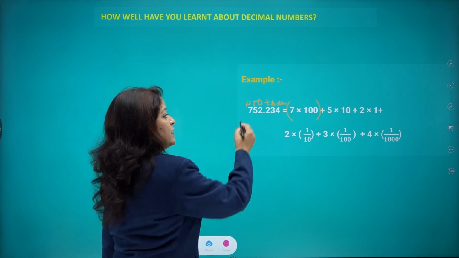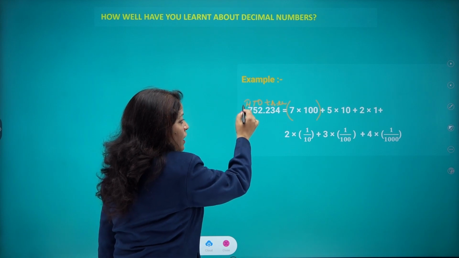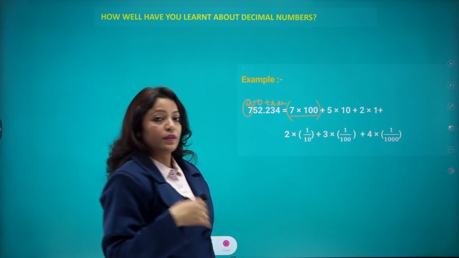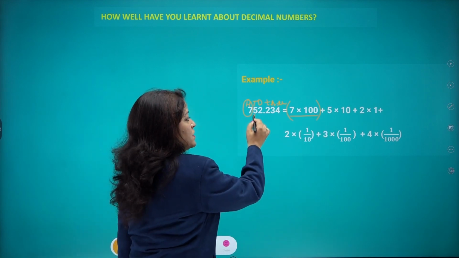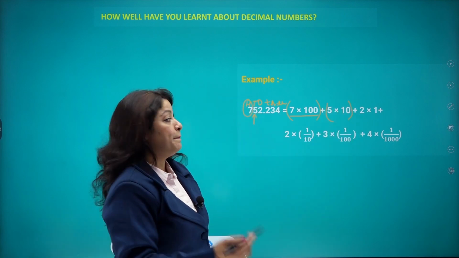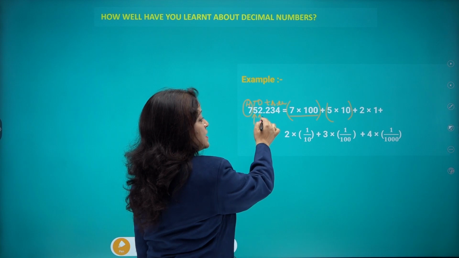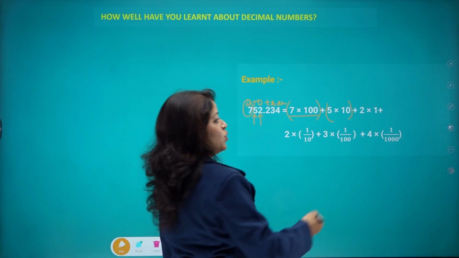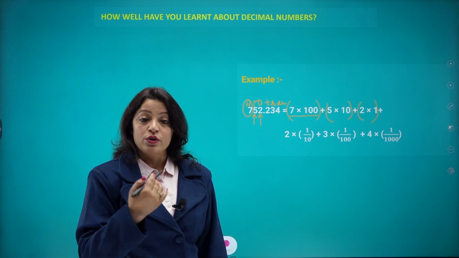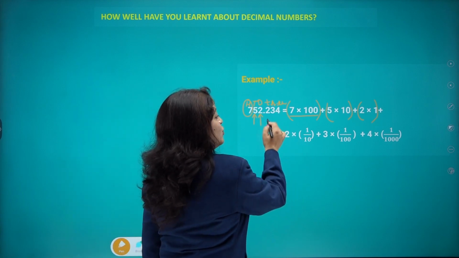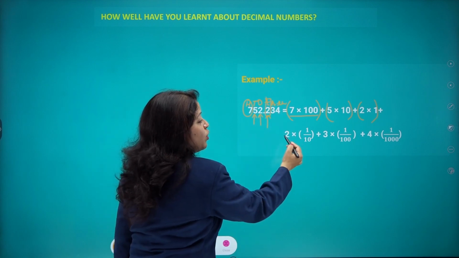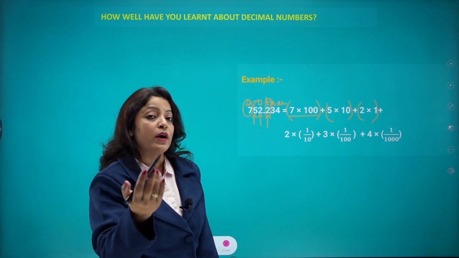Now, very simple thing, since the place of 7 is 100, I am multiplying 7 by 100. Next, the place of 5 is 10. So, I am multiplying 5 by 10. Now, the place of 2 here is ones or unit. So, I am multiplying 2 by 1. Now, proceeding to the right hand side, the place of 2 is tenth. That means I am now supposed to divide, or we can say multiply 2 by 1 upon 10.